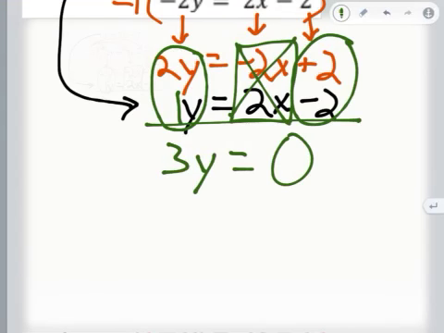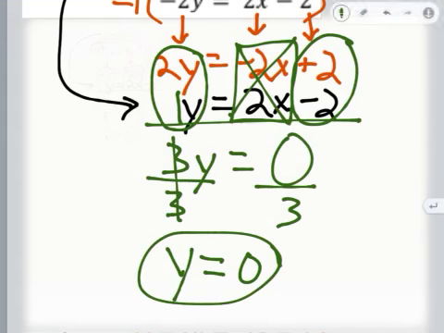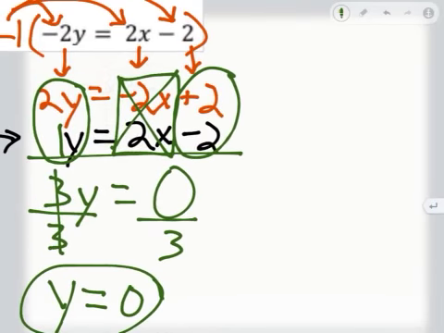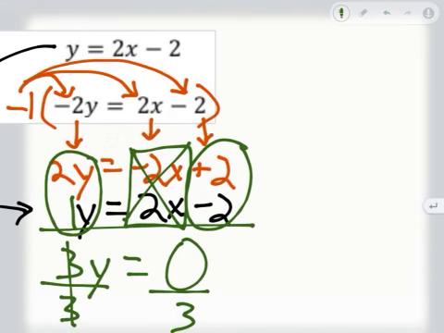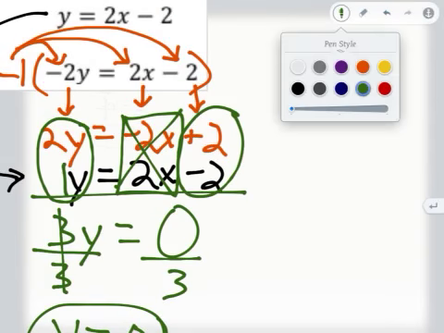Alright, and so I'm going to get the y by itself, so I'm going to divide the left side by 3 and the right side by 3, and I find out that y equals 0. Now that I know y equals 0, I'm going to take any of my original equations, so I'll just take the first one, which is y equals 2x. Let me write this down.